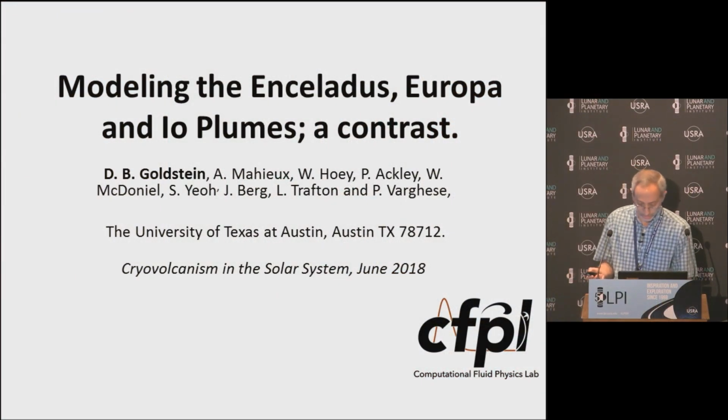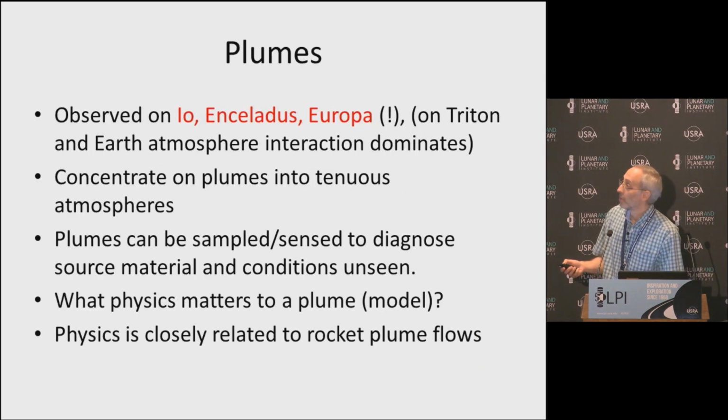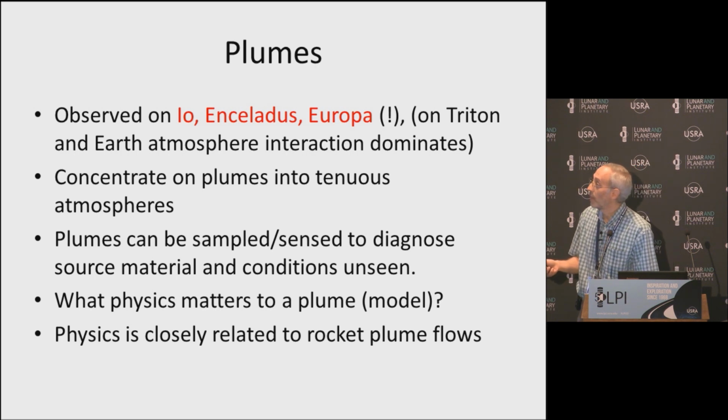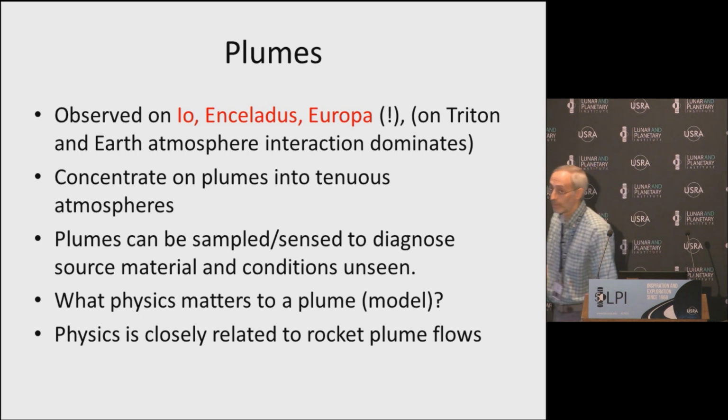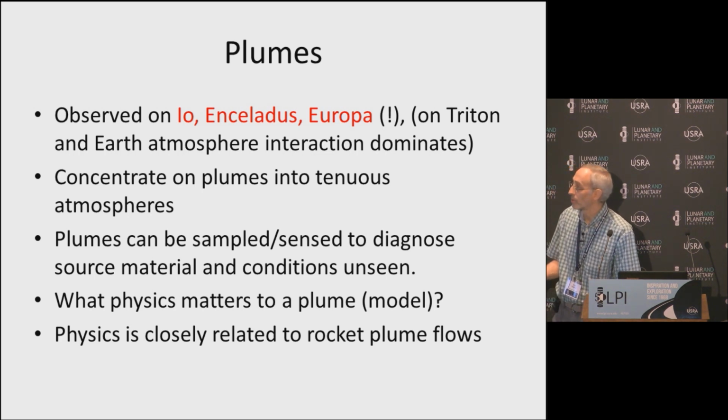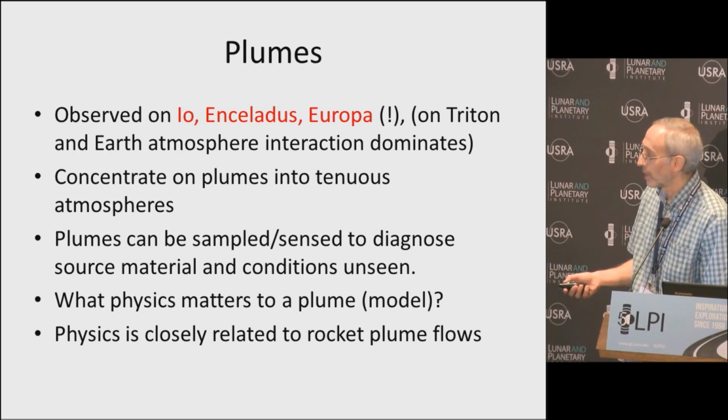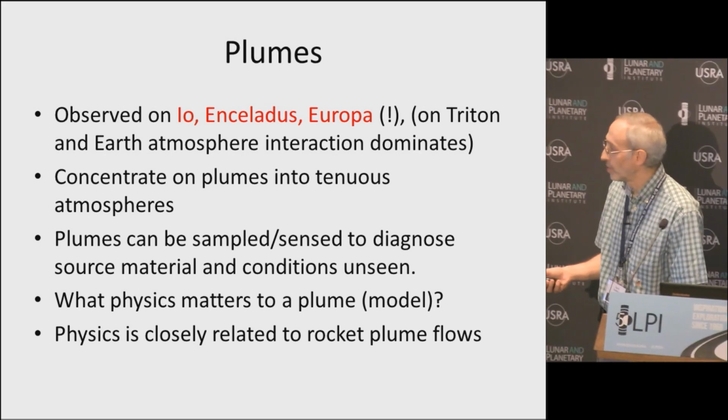So I'm going to talk about a contrast between Enceladus, Europa, and Io. We've done this with a group of, they do the work, I do the kibitzing. There are observed plumes on these three bodies, but also on Triton and Earth, but I'm going to ignore bodies like Triton and Earth and concentrate on plumes into tenuous or negligible atmospheres. These plumes obviously can be sampled and sensed to diagnose the source materials and the conditions that we don't see.